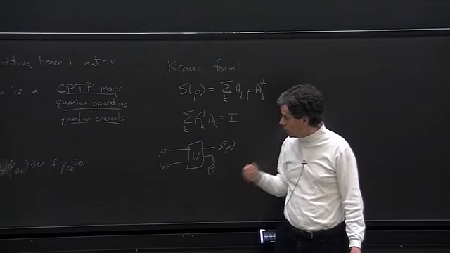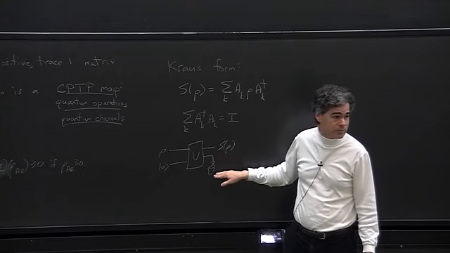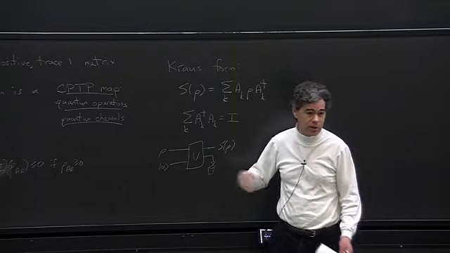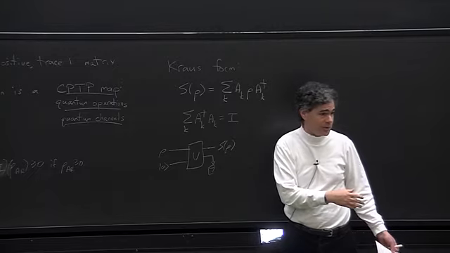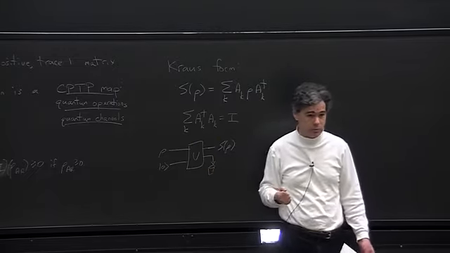And conversely, you can have a CP-TP map where you throw everything away. You don't have any output, which is also kind of trivial because you're taking all the input and ignoring it. But it's still a valid map under these rules.